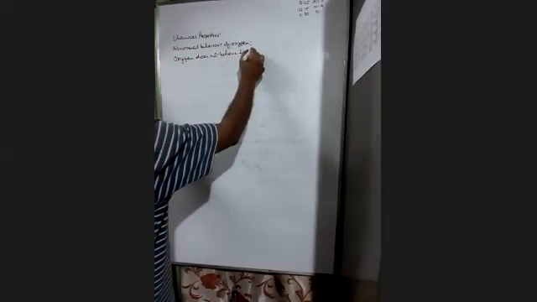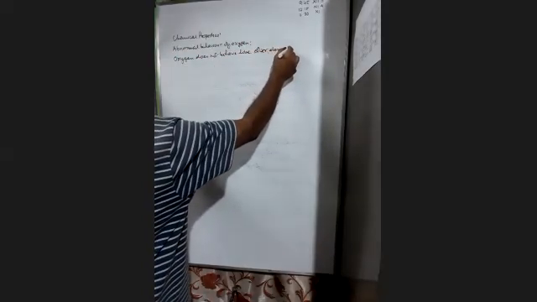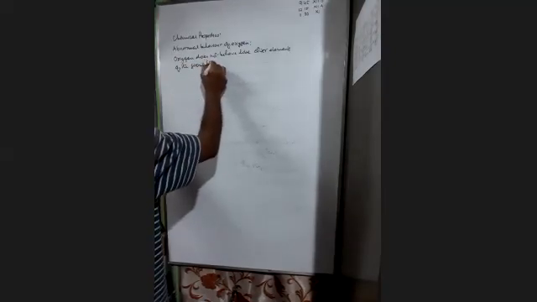So we write, oxygen does not behave like other elements of the group. Means what? Sulfur, selenium, tellurium, and polonium. That is, it does not behave like sulfur, selenium, tellurium, and why?